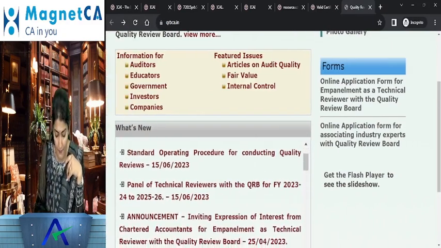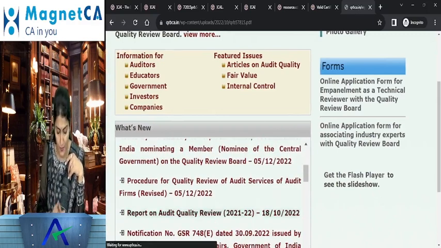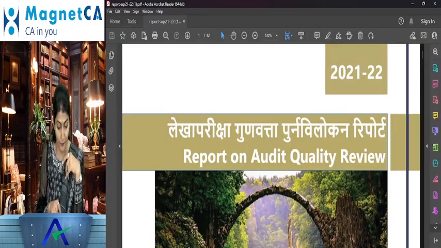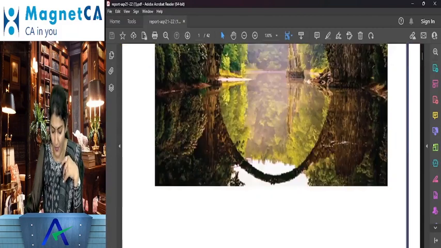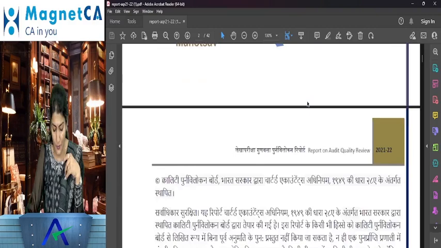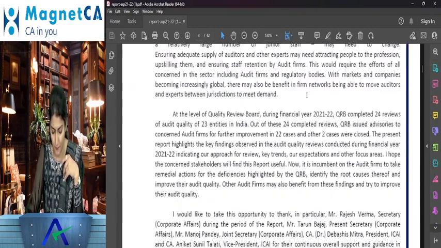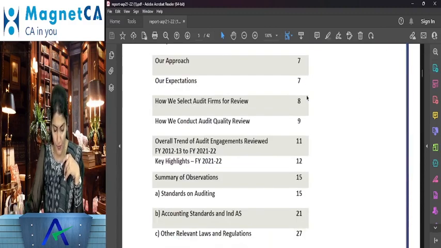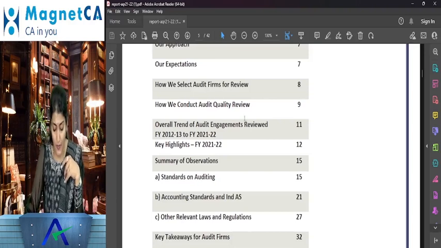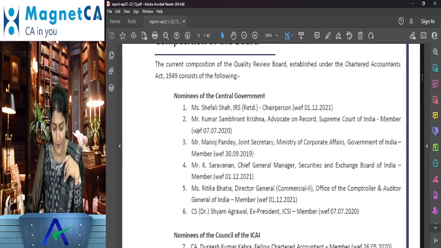And then after they have completed with the quality review for the 21-22, they have issued this report, and this is the report which I have downloaded, the report on the audit quality review. Okay, this is audit quality review for which year? 21-22. And then they talk about the chairperson's desk. Then after that they talk about the approach, expectations, how we select the audit firm, how we conduct our audit quality review, the overall trend, then the summary of the observations and the key takeaways.